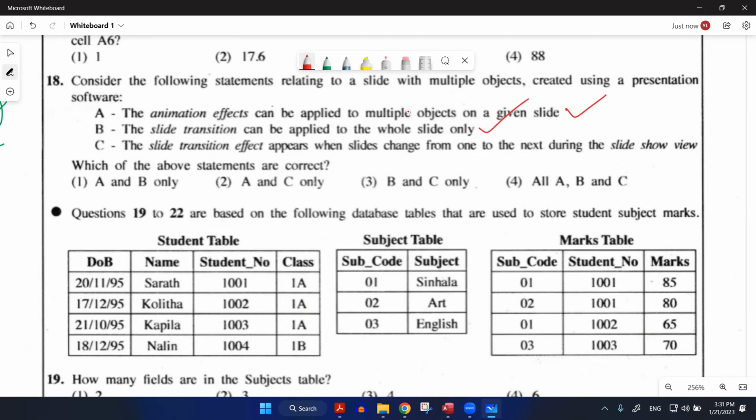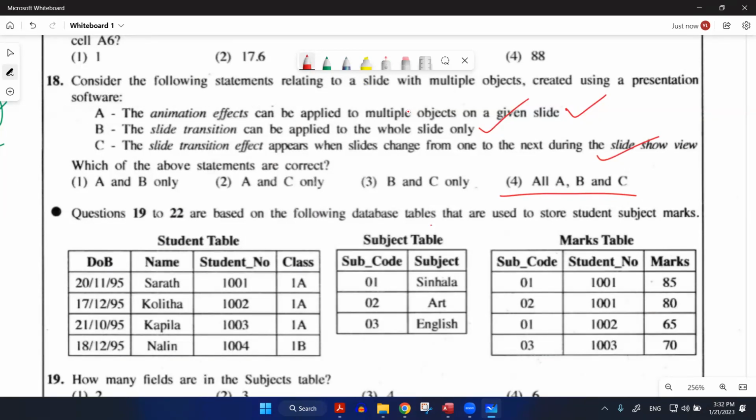So statement C is also correct, right? Slide transition effects appear when the slide changes from one to the next during the slideshow view, of course. So all three are correct. The fourth one is going to be the answer. So the 18th is done.